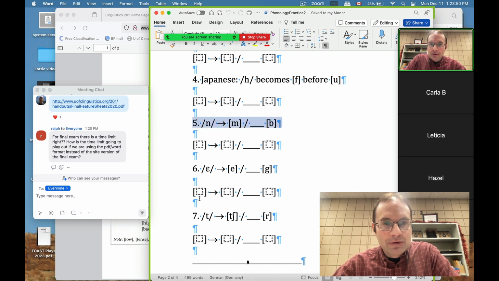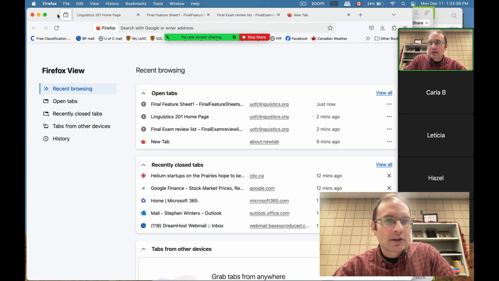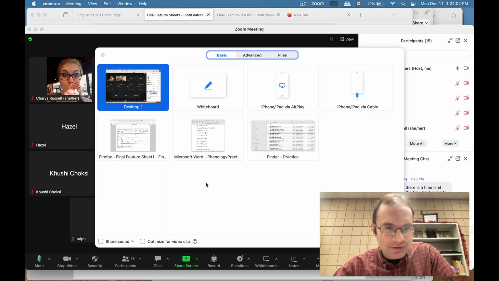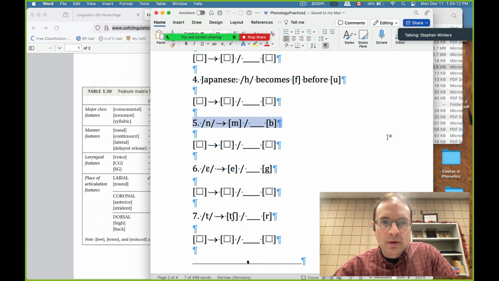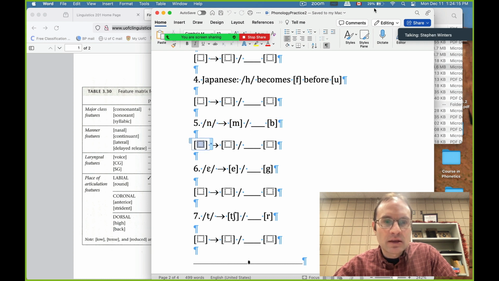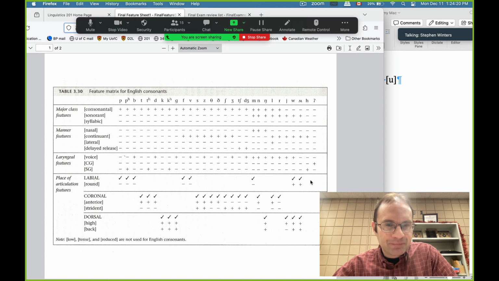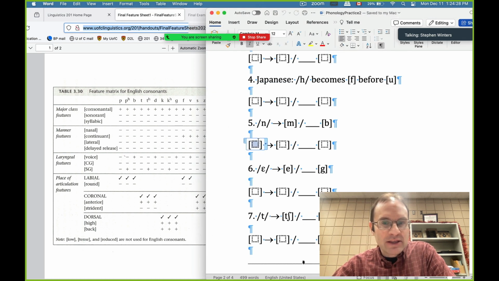Why don't we do this one? N goes to M before B. I think I'm going to have to change my sharing here and just do desktop so you can see everything. I'll make this smaller. So N goes to M before B. Basically what we need to do here is figure out how to specify N, how to specify what changes when you go from N to M, and then how to specify a B using feature notation.